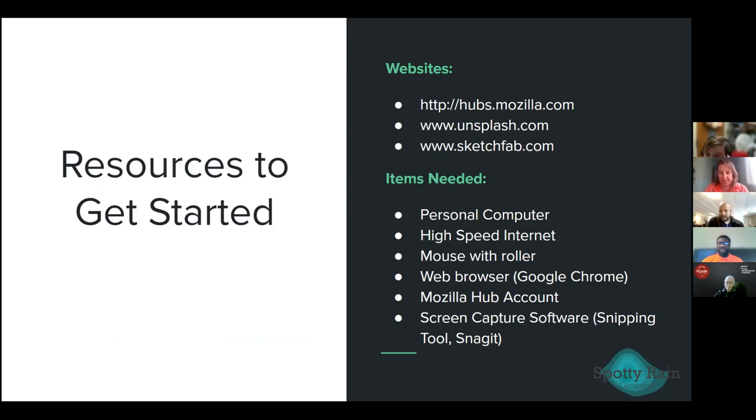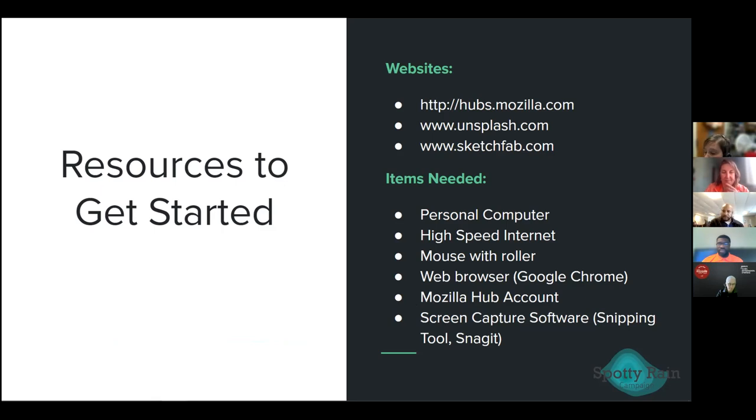Some of the items necessary for the workshop: of course, you have to have high-speed internet and a personal computer. I recommend a mouse with a roller on the top. That helps, especially when we move into Spoke, where we start to edit scenes. It makes it easier to move around and navigate in that space. The web browser that we recommend is Google Chrome, but you can also use Firefox and Microsoft Edge. We felt Google Chrome seemed to work best for us.